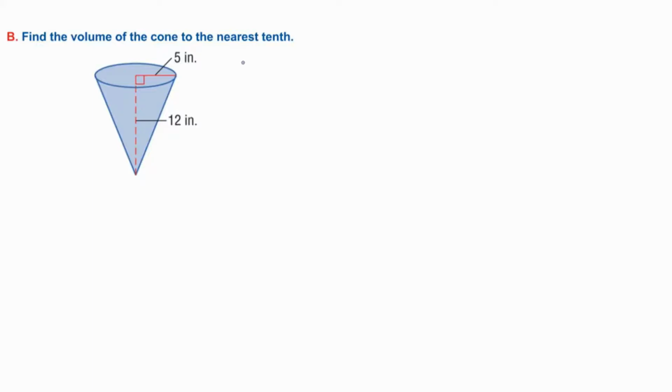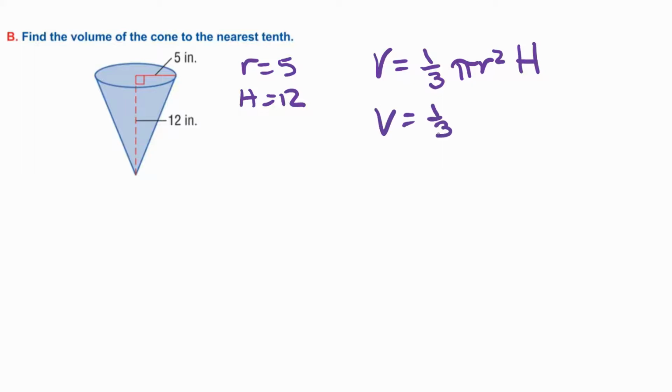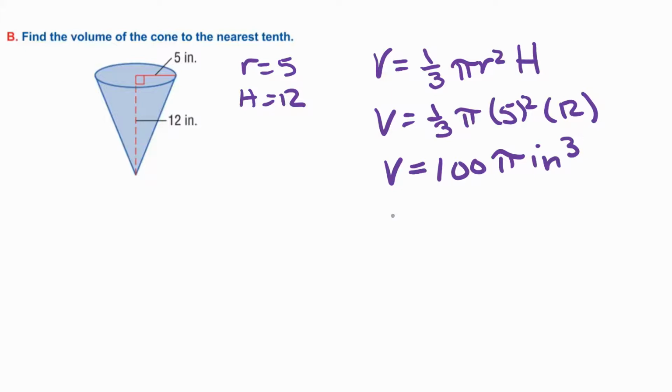And the next example, the radius is 5 inches. The height is 12 inches. Volume equals 1/3 the area of the base, which is pi r squared, times the height. Volume equals 100 pi inches cubed would be our exact answer. Our approximate answer, rounded to the nearest tenth, would be 314.2 inches cubed.